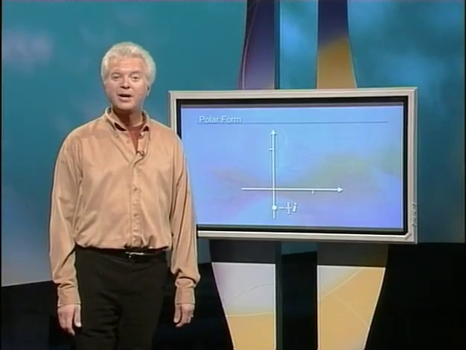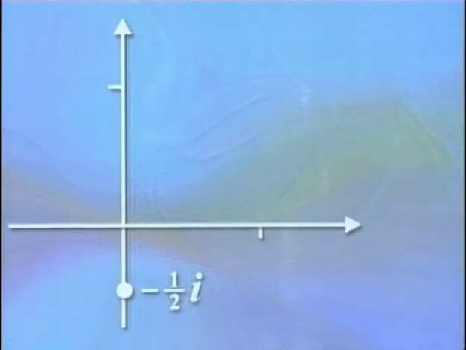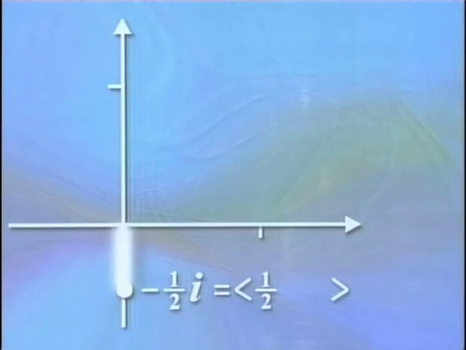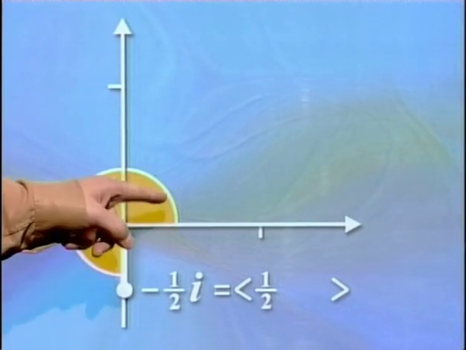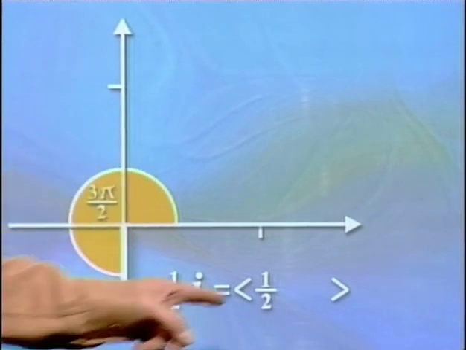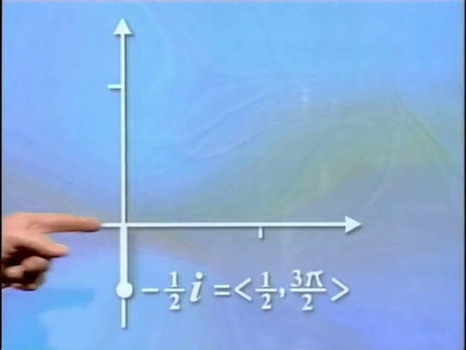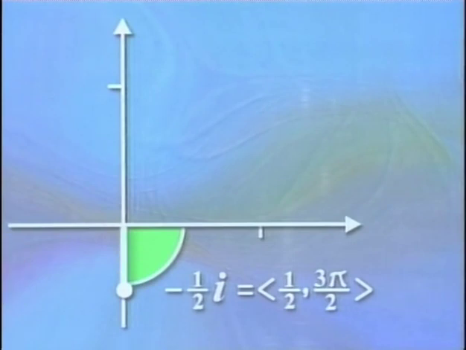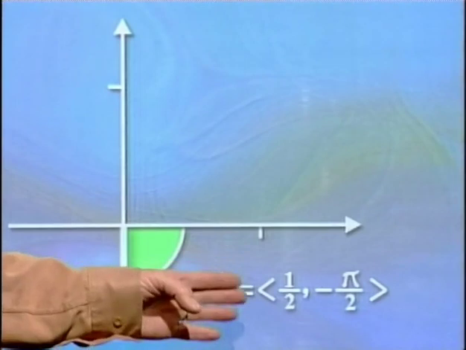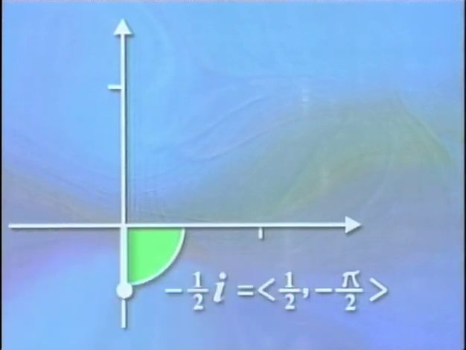Let's take the number negative a half i, which will lie here on the imaginary axis, a distance of a half down from the origin. So the modulus of the complex number is a half. What about the argument? Well, the angle round here is 3 pi by 2, so the argument is 3 pi by 2. But we could have chosen our angle coming clockwise round here as a negative angle, negative pi by 2. And we have an alternative way of writing negative a half i in polar form as a half, negative pi by 2. In fact, there's an infinite number of ways of choosing that angle.